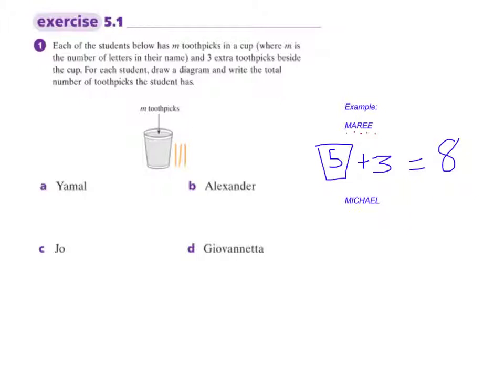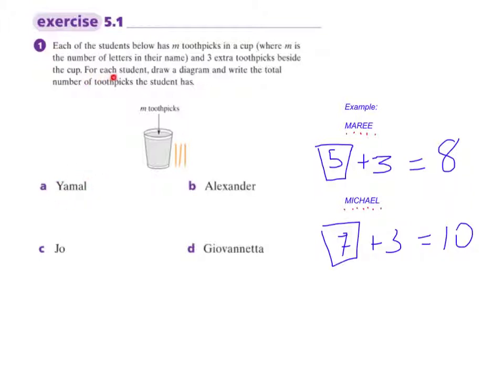So let's look at Michael. He's got 1, 2, 3, 4, 5, 6, 7. He's got 7 letters in his name. So if he had his cup, he would have 7 matchsticks in there, plus those 3 extra. So he would have 10 matchsticks altogether. So if we have a look at this one over here, we've got Yamal.